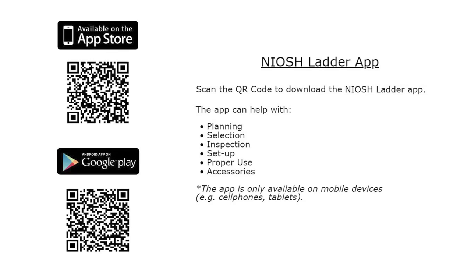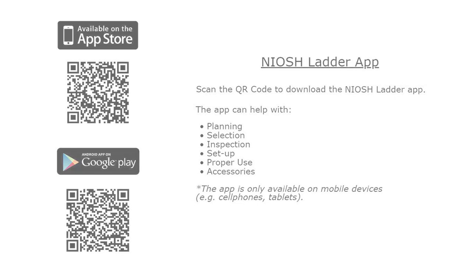NIOSH Ladder App. Scan the QR code to download the NIOSH Ladder app. This app can help with planning, selection, inspection, setup, proper use, and accessories. The app is only available to mobile devices like cell phones and tablets.